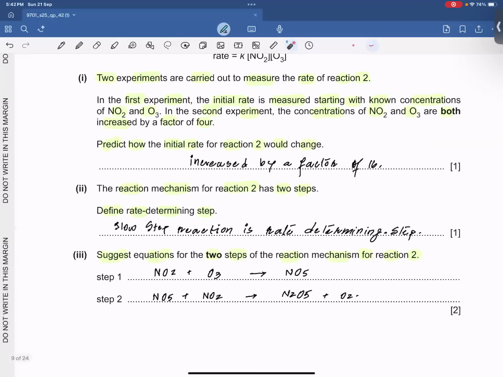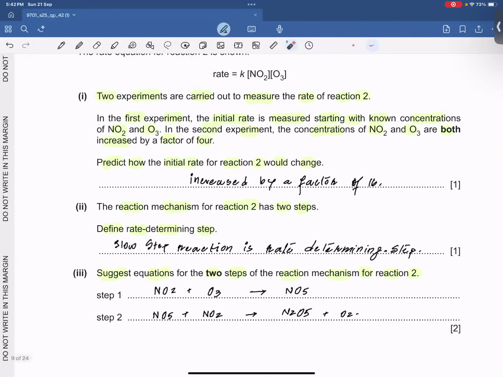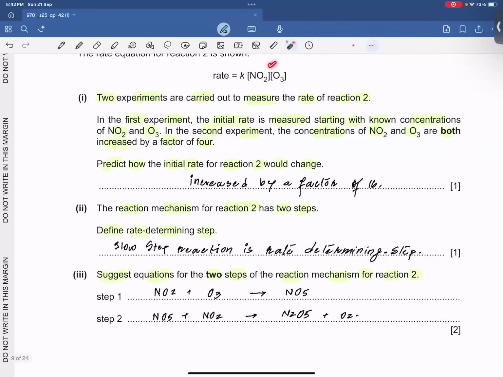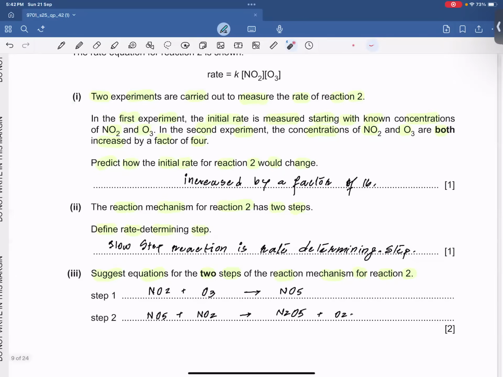Also, the examiner has given me information that both of them have first order reaction, which means both of them should take part in the slow step reaction. So step 1 is going to be the slow step because NO2 and ozone both are involved and both of them have first order reaction. So let's see what we have in the next page.